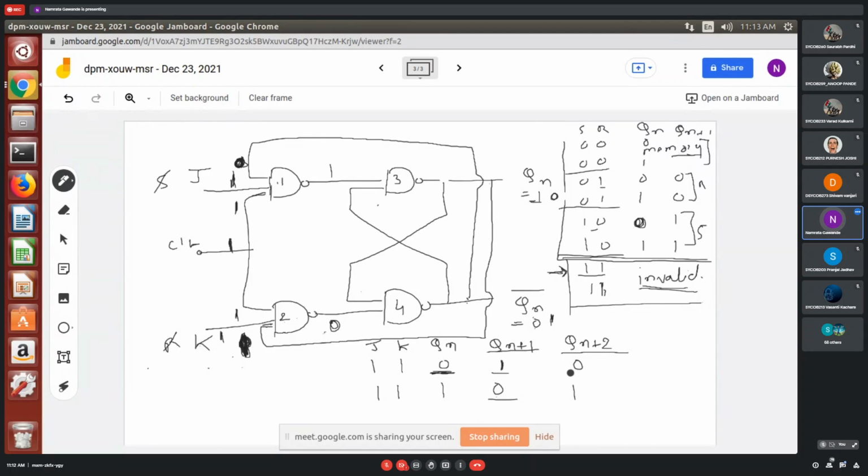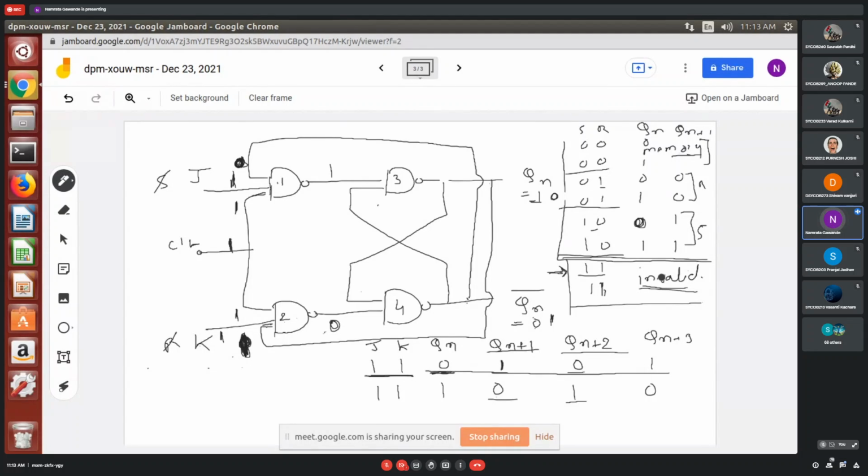Similarly, if I consider 0 and 1, the next state I will get is 1 and 0. So here you can see this is the toggle case, where the output is inverting, meaning 0 to 1 and 1 to 0. If the previous input is 0, the next state will be 1, and if the previous is 1, the next will be 0. Likewise, you will get the output for this condition in the JK flip-flop.